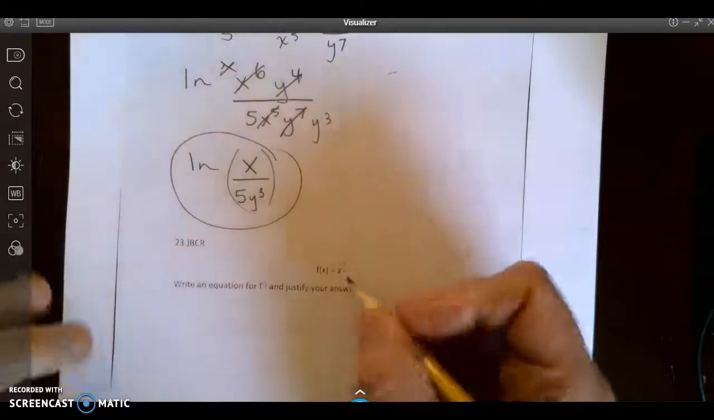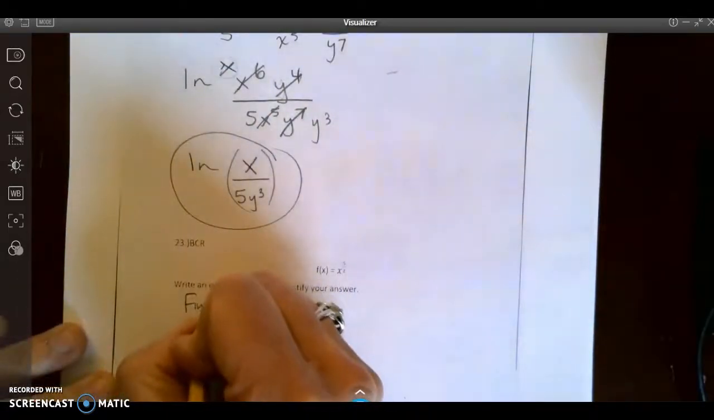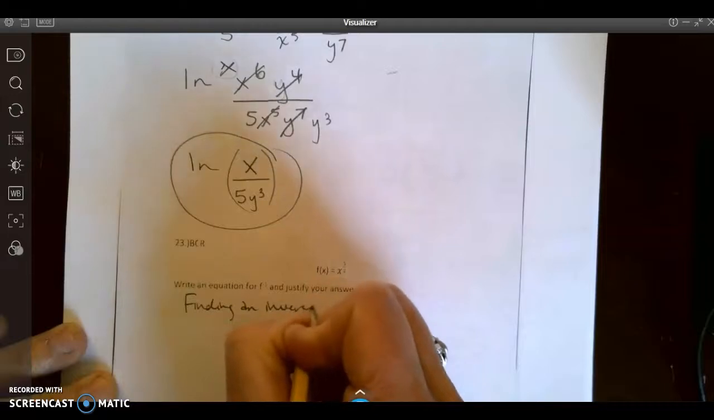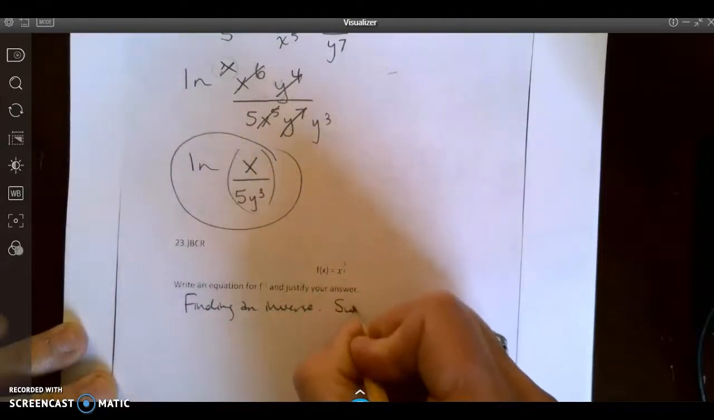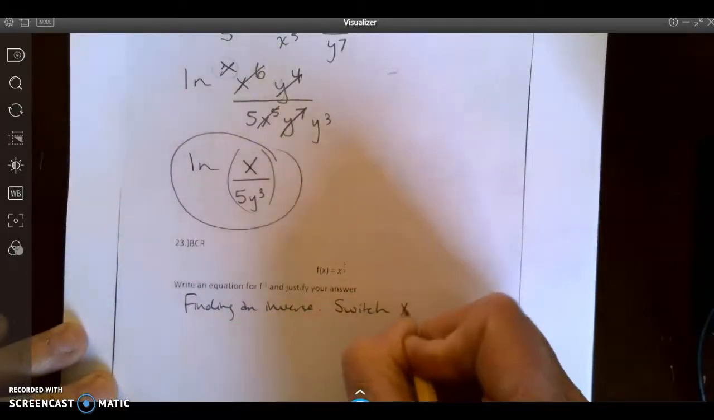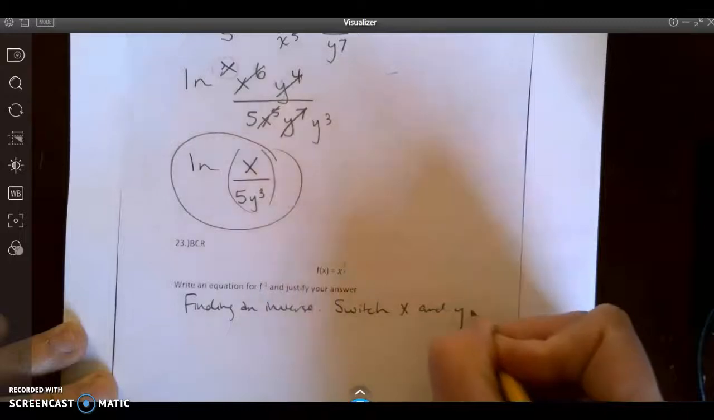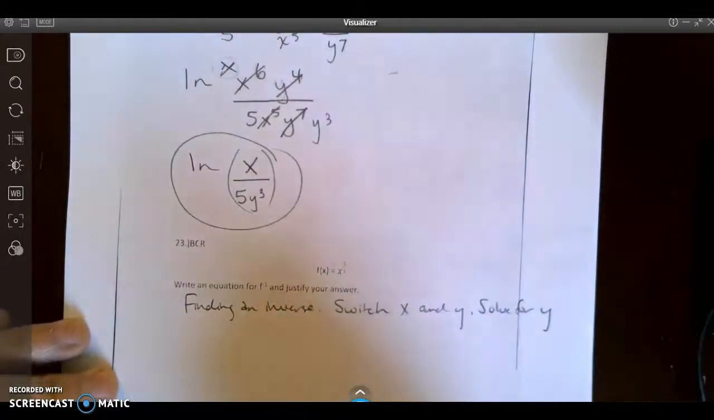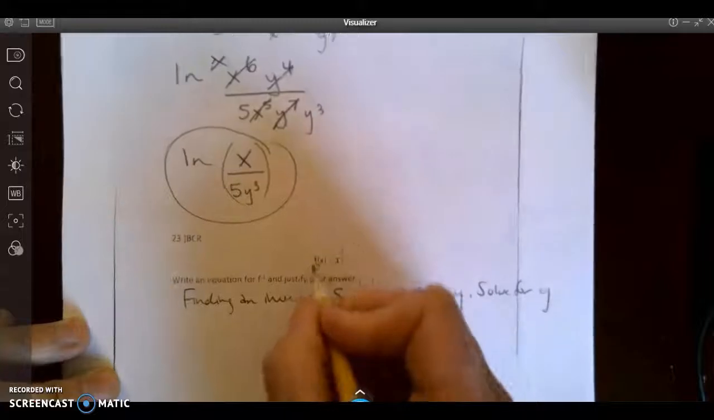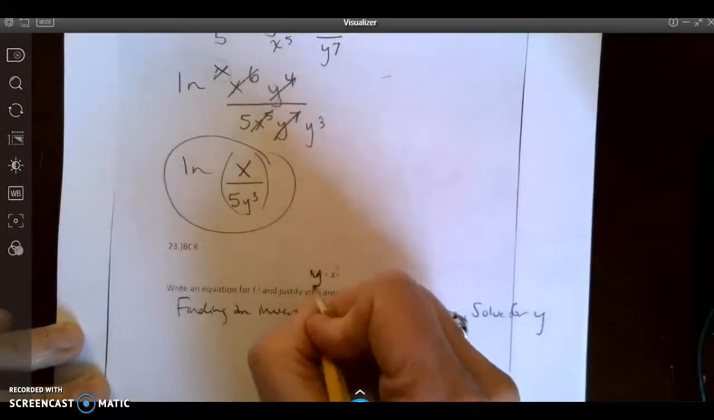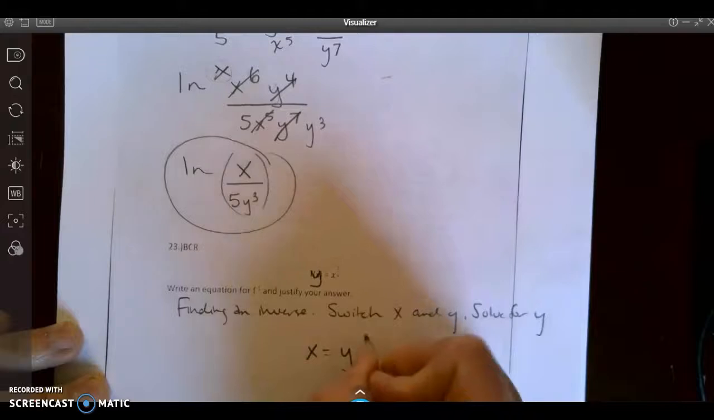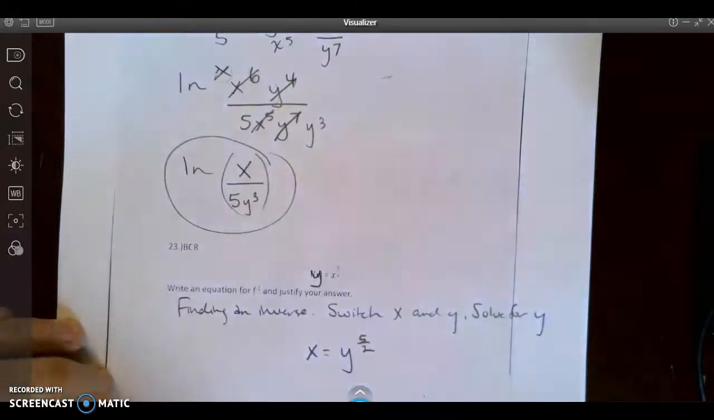So the inverse, remember to find an inverse, we switch x and y, and then we solve for y. So this is, think of this as y. So when I switch it, x equals y to the 5 halves.